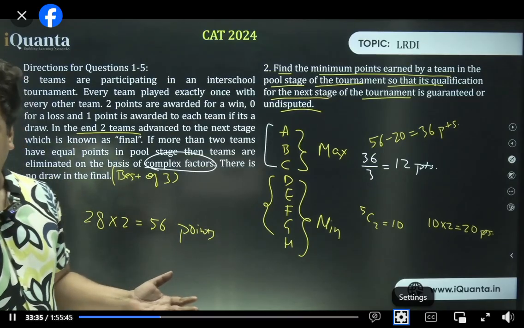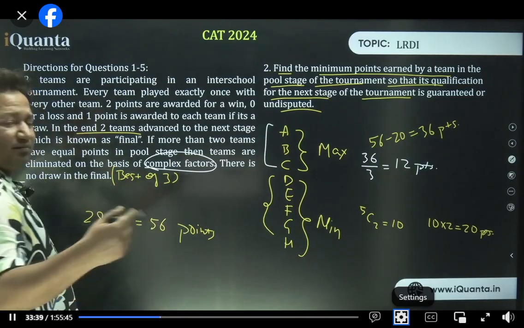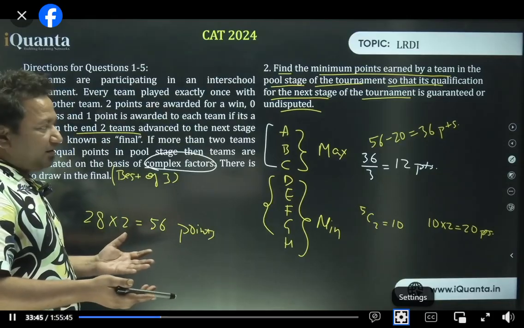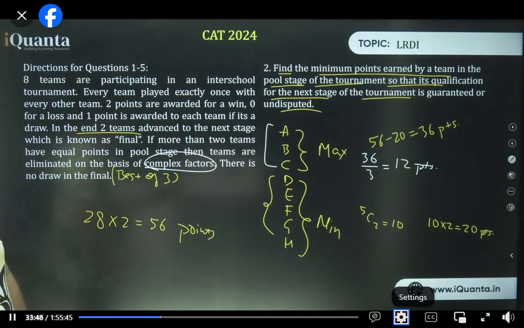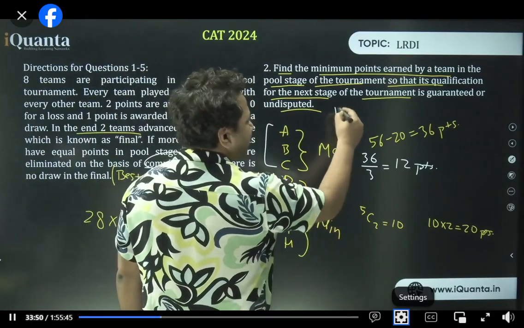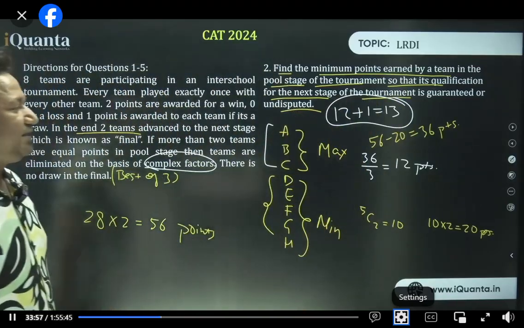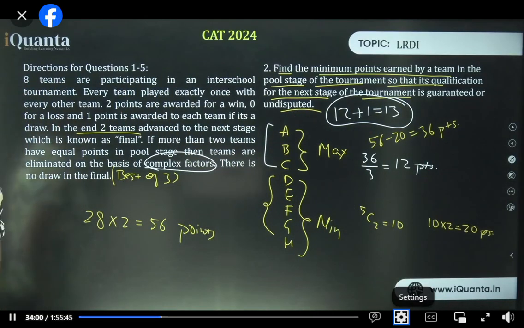I just still will be having same points. Complex factors still, right? So even if they get 12 points each, two teams will go. But no team will be sure which one is going. The surety will be there if one team gets more than 12 points, that is 12 plus 1, that is 13. So if one team gets 13 points, then it is sure to go into the next round. Is that clear?